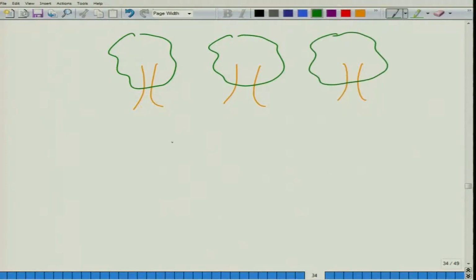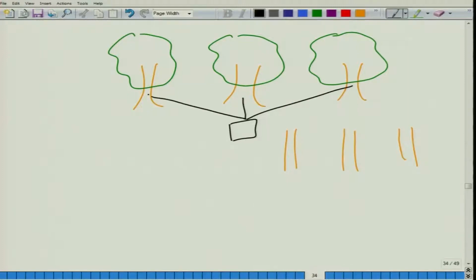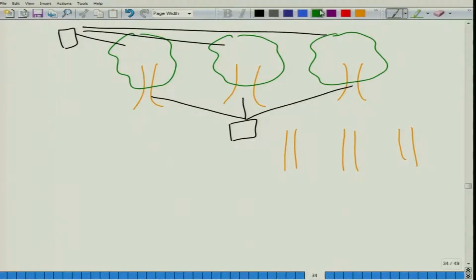If we took a photograph from the front, we would be seeing these boles. If we suppose we took the photograph from this point, so we will be seeing these 3 boles. Whereas, if we took a photograph from the top, then what we will be seeing are these 3 canopies that are maybe touching each other.